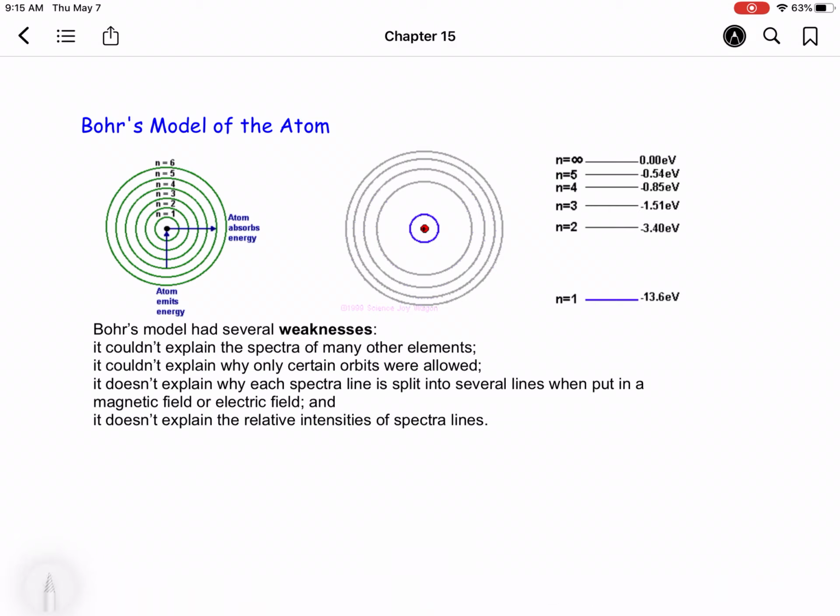Okay, but it had a few weaknesses. Number one, there were a lot of higher level elements it couldn't explain the spectrum of. It couldn't explain why. So we knew that it could only be at level 1 or level 2 or level 3, but it couldn't explain why. Why was level 1 here and not here, right? That kind of stuff. And it doesn't explain the splitting into several lines using a magnetic or electric field. But the main one is, why can we only be here?